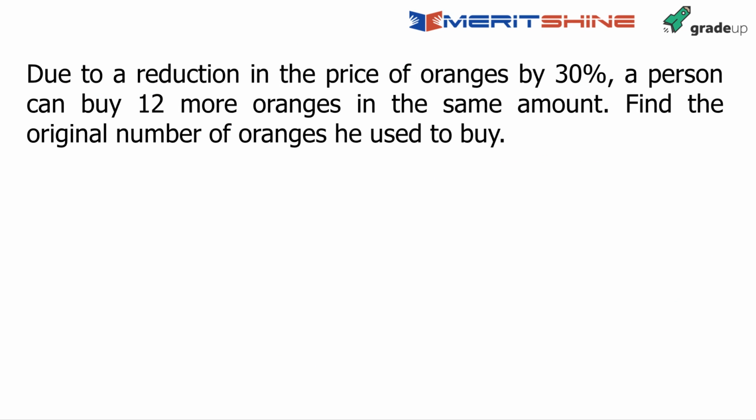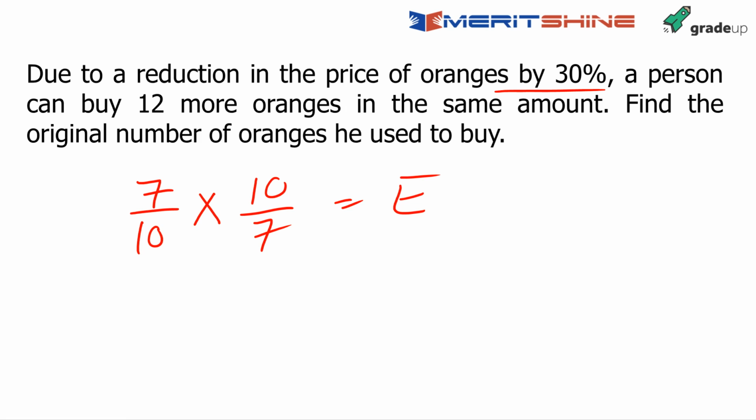I'll move forward and look at what I think was question number 4. Let's do it a bit more quickly because the agenda today is DI, though we'll be using all of these things in DI as well. Due to a reduction in the price of oranges by 30%, what do I write here? 7 by 10. A person can buy 12 more oranges in the same amount. In the same amount means that the person does not change the expenditure. How does it happen? If the price is 7 by 10, the quantity is 10 by 7, then only the expenditure remains the same.